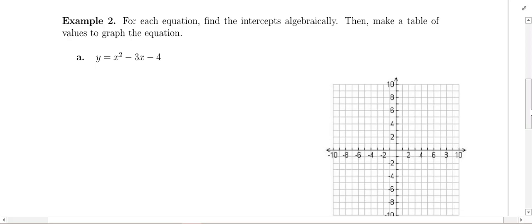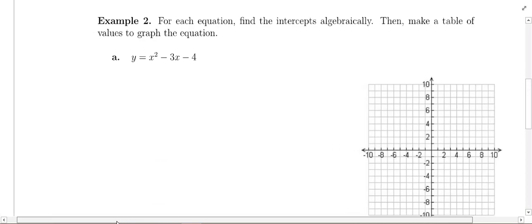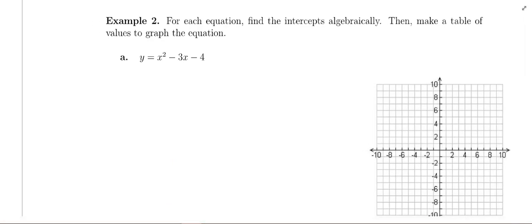All right, so let's start with example A here. The equation we are dealing with is y equals x squared minus 3x minus 4. Again, we are going to start with finding intercepts algebraically. It does not matter if you start with the x-intercept or the y-intercept first. Doesn't matter. I typically just start with the x-intercept.